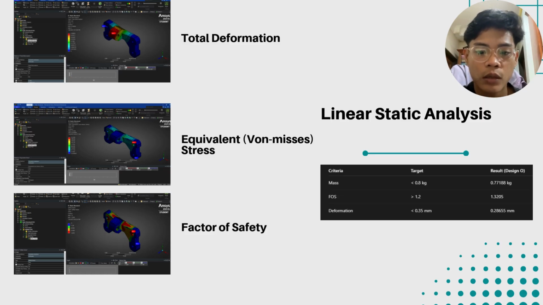So the data consistency: there is a discrepancy, the deformation value is 0.0665 mm versus 0.2865 mm in the information. This stems from different load conditions, static versus thermal.